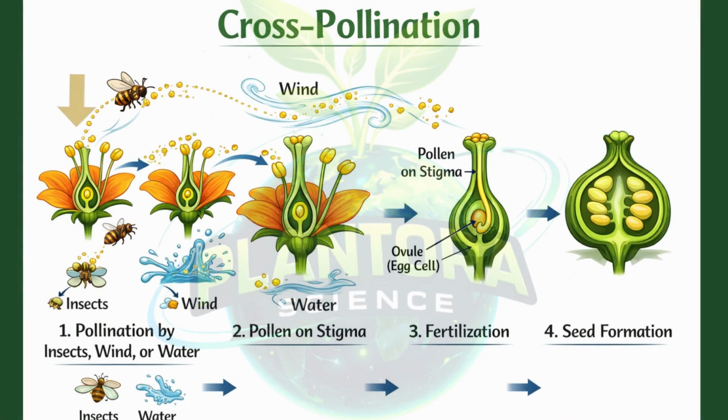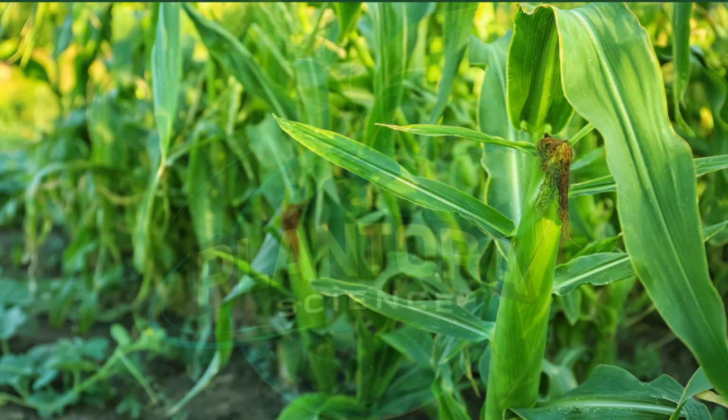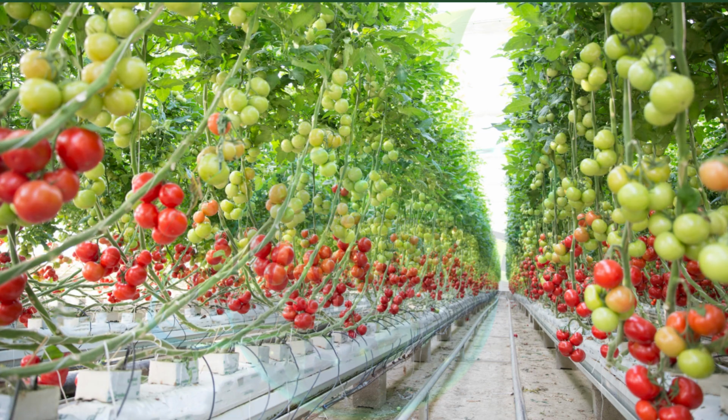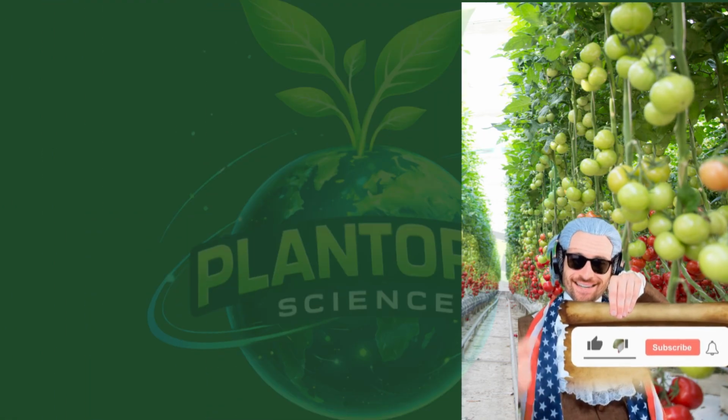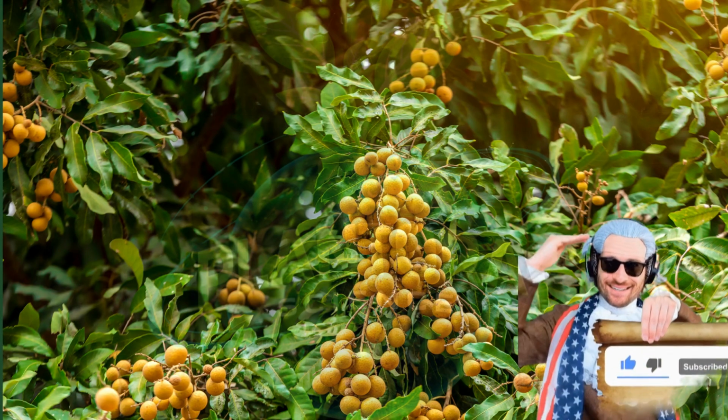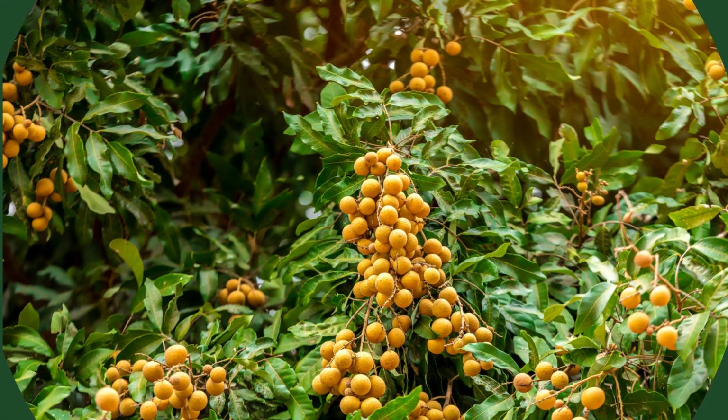Cross-pollination occurs when pollen is transferred from the flower of one plant to the flower of another plant of the same species. This process often depends on agents like wind, water, insects, birds, or other animals. Cross-pollination increases genetic variation, which helps plants become stronger and better adapted to their environment. Both types are important for plant reproduction and seed formation.